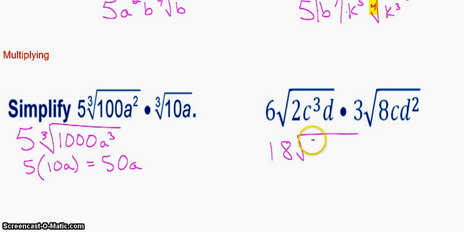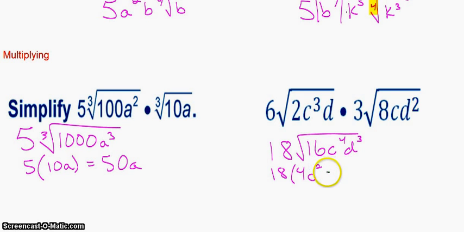So I've got 2 times 8, which is 16. C to the third times c is c to the fourth. And then d times d squared is d to the third. Simplify everything that we can. So I've got 18 times square root of 16 is 4. Square root of c to the fourth is c squared.